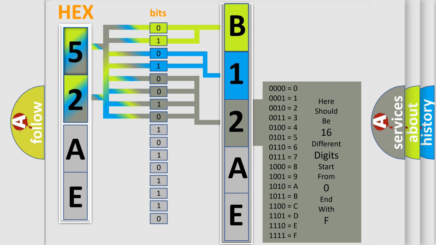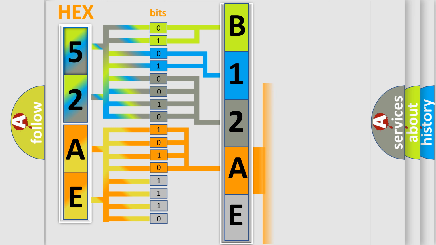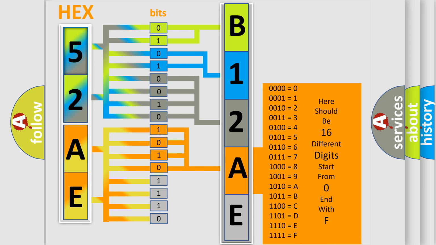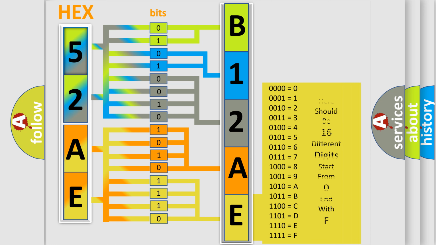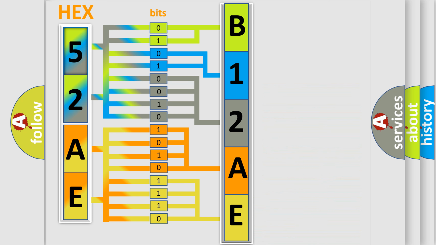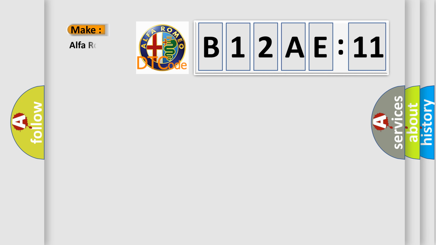The second byte is composed of a combination of 8 bits. The first 4 bits determine the fourth character of the code, and the combination of the last 4 bits defines the fifth character. A single byte conceals 256 possible combinations. We now know in what way the diagnostic tool translates the received information into a more comprehensible format. The number itself does not make sense to us if we cannot assign information to what it actually expresses. So, what does the diagnostic trouble code B12AE-11 interpret specifically for Alfa Romeo car manufacturers?